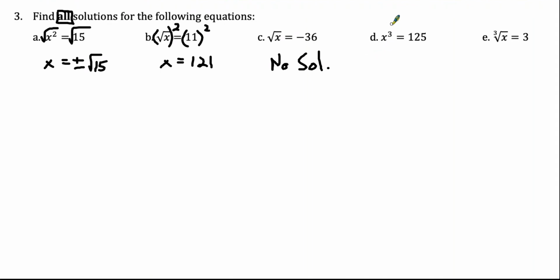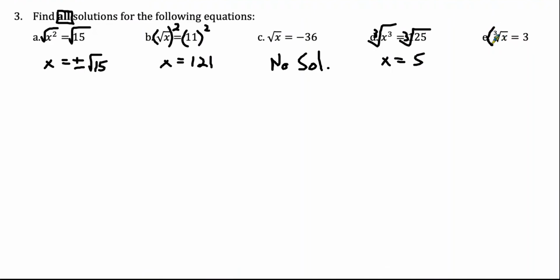On D, I want to undo a cube, so I will take the cube root of both sides. The cube and the cube root undo each other over here, and the cube root of 125 is a perfect cube. The cube root is just 5. Now remember, if I am taking a cube root, there is only one answer, just positive 5 in this case. This is not plus or minus.